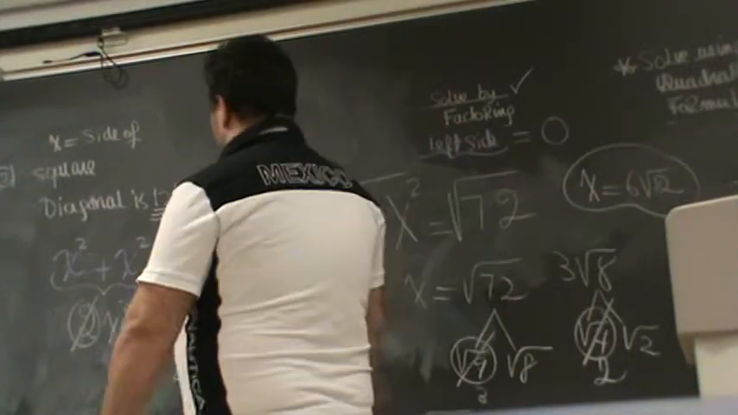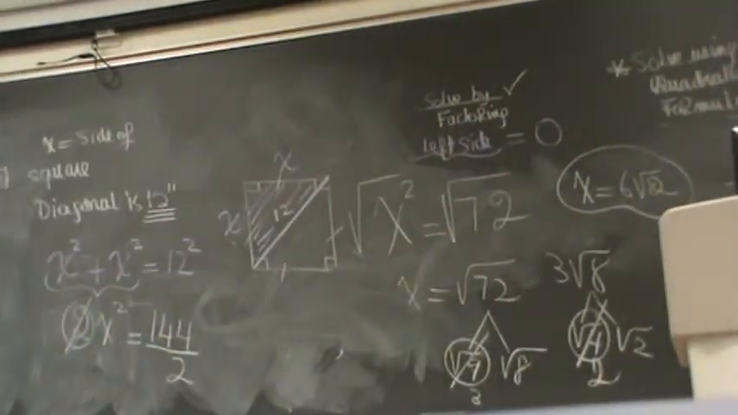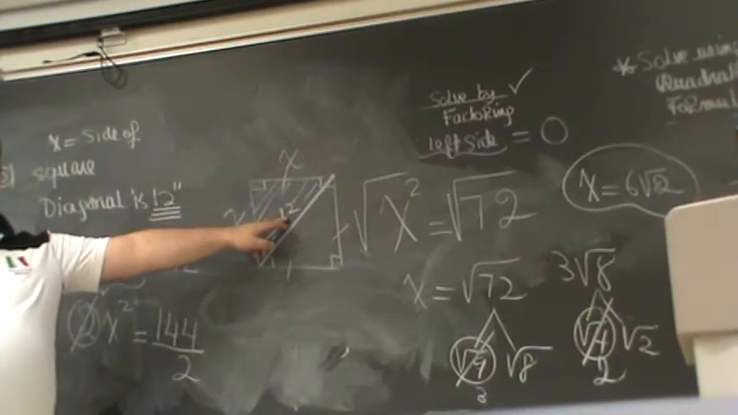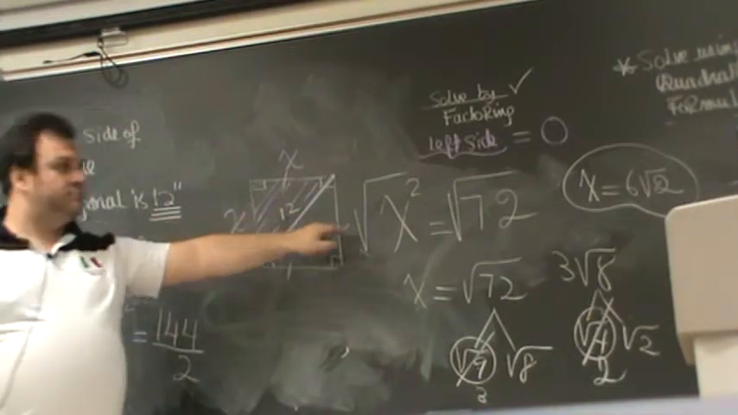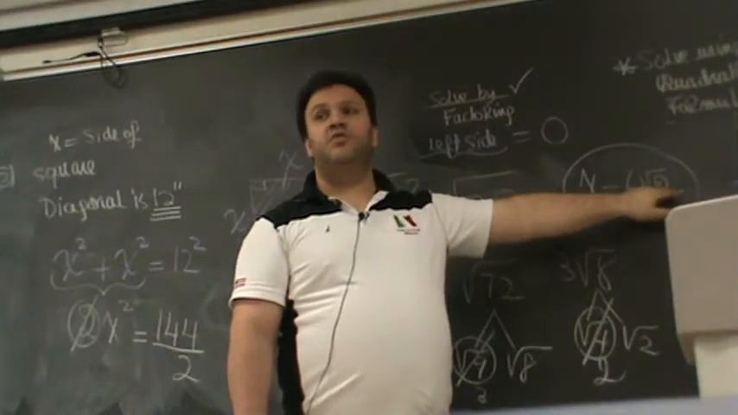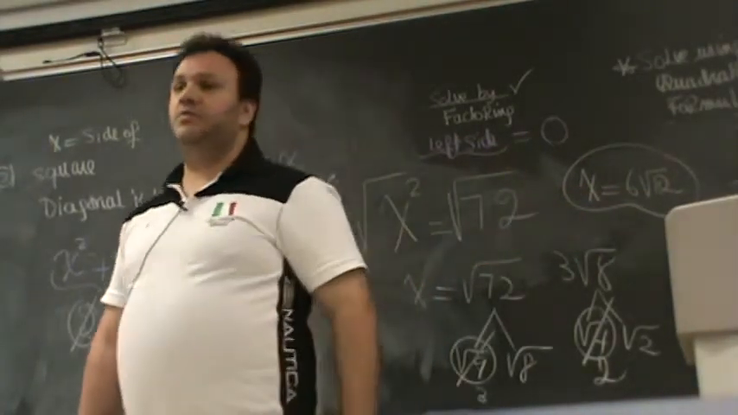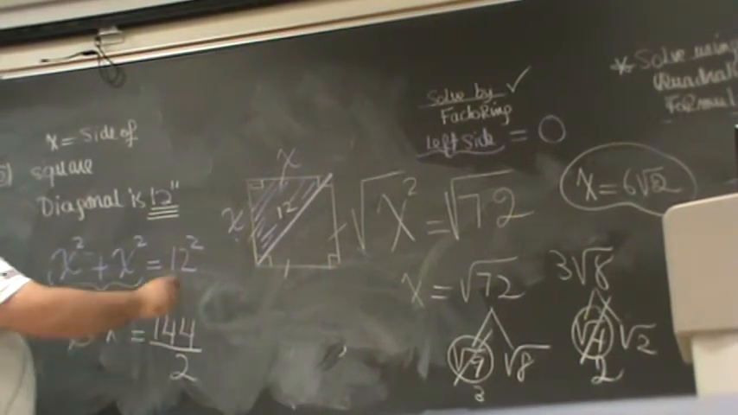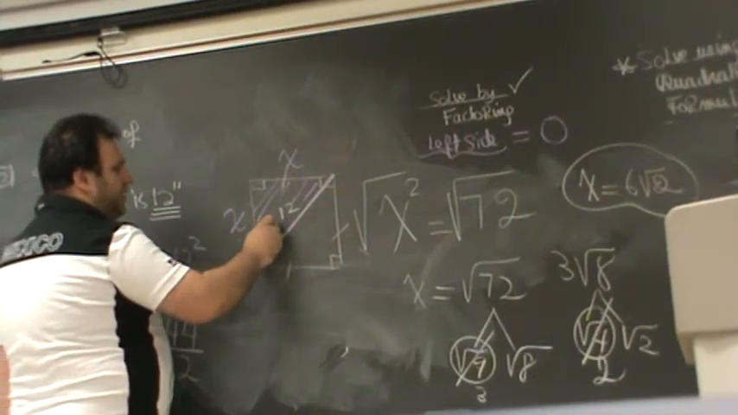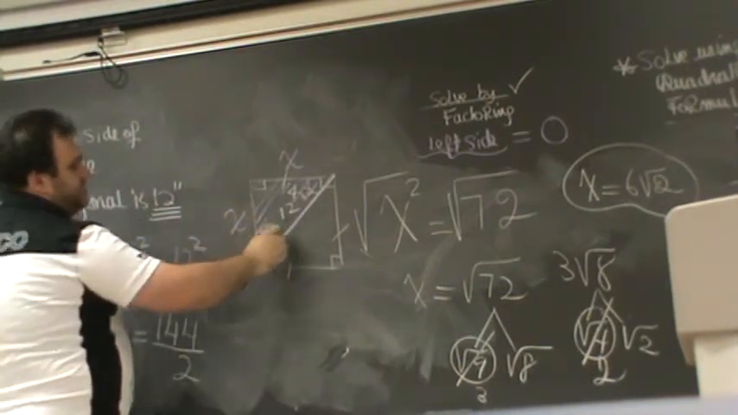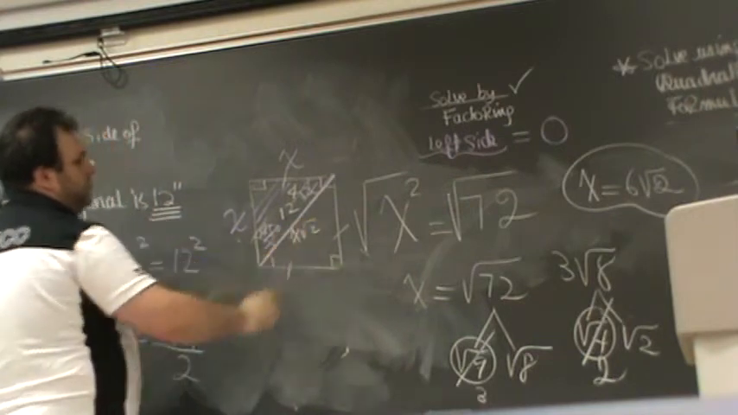Pay attention to something. Notice one thing. What is the value of the diagonal? 12. What is half of 12? 6. It's always a law: half, and then you multiply by square root of 2. This is called a special right triangle because here we have 45 degrees, and also here we have 45 degrees. If this is x, this is x, this is going to be x square root of 2.